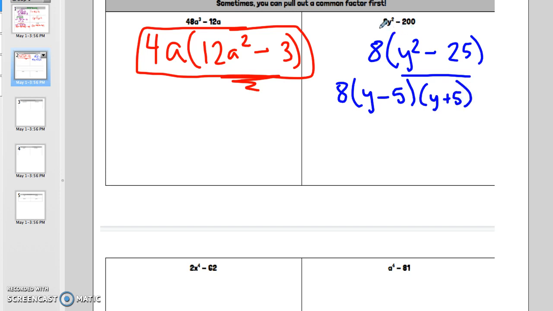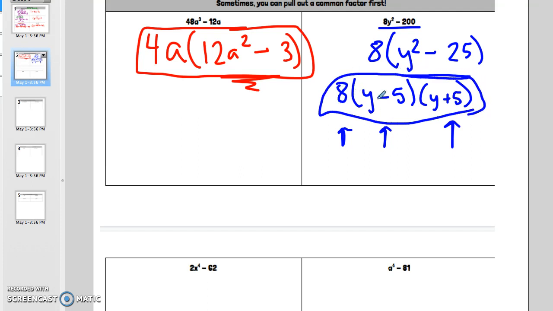So this has three factors: 8, y minus 5, and y plus 5. And this is our answer. You could refoil this out, redistribute everything, and you'll get back to your original piece, but everything now is factored completely. I'm going to have you pause this video and try these two at the bottom.